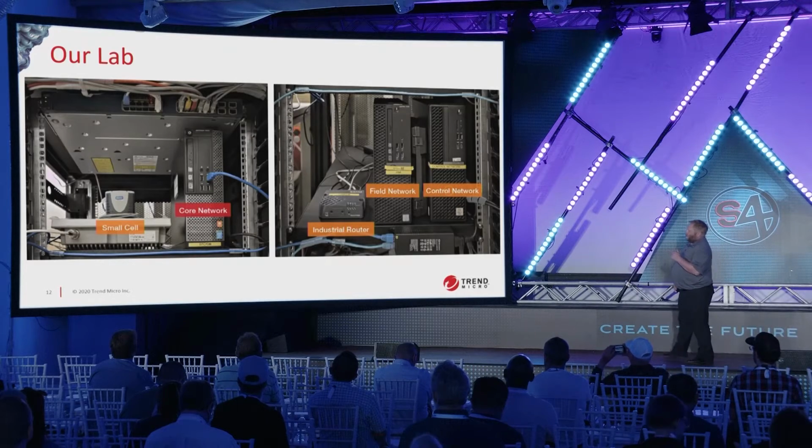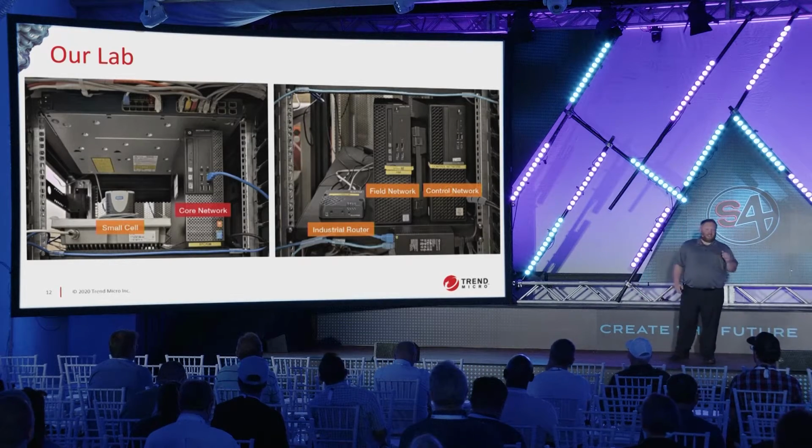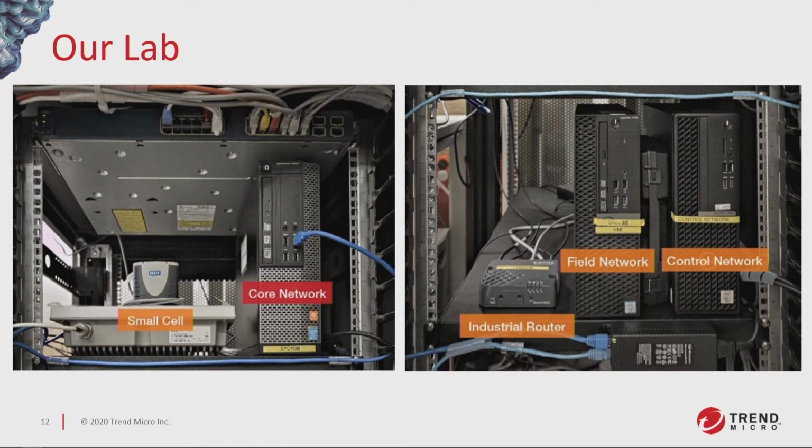So our lab here was using a small cell device. This is actually a 4G lab that we had set up. This lab costs a little under $10,000 to set up. If you want to do the 5G lab, it's probably around $40,000 to set up the whole lab. So the small cell device was connected into our core network, and then our field network was connected into our industrial router, and the core network was connected into the control network through a firewall and a router.